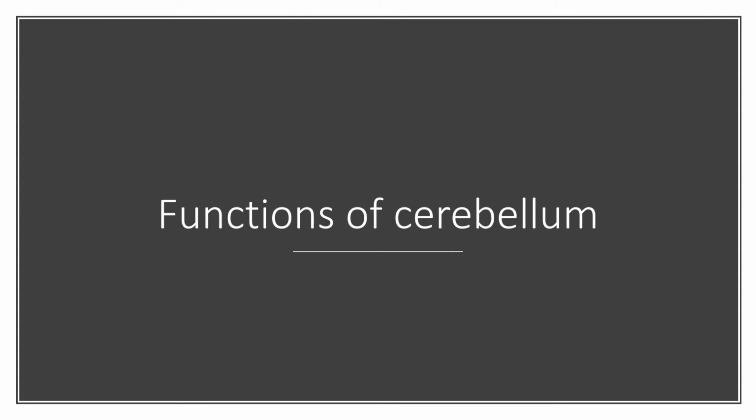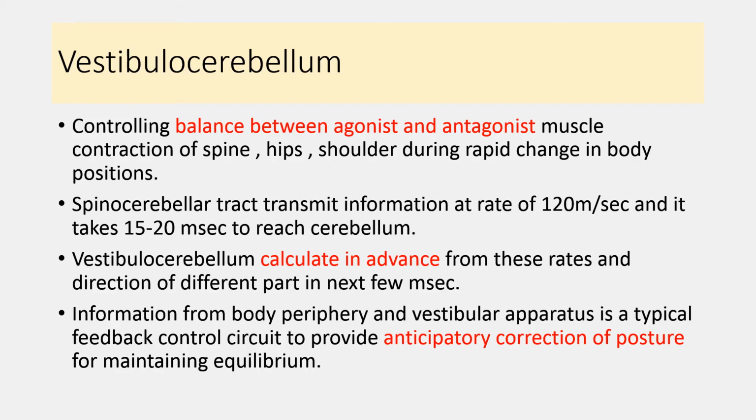Now I am going to give you information about the functions of the cerebellum. Depending on the functional division, the cerebellum is divided into 3 parts: vestibulocerebellum, spinocerebellum and the cerebrocerebellum or the neocerebellum. Now I am going to explain the function of the cerebellum depending on the functional division. First of all, vestibulocerebellum. Vestibulocerebellum is the flocculonodular lobe of the cerebellum. It is the oldest part in the development of the cerebellum.